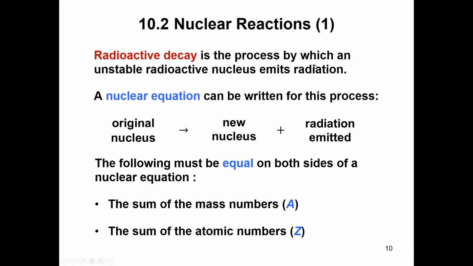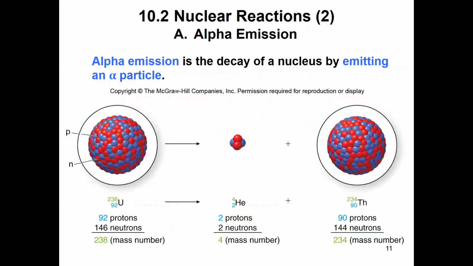And so the following must be equal on both sides of a nuclear equation. We used to balance the number of elements on both sides, but these are balanced differently. The sum of the mass numbers must be equal, so the A's should be equal on both sides of the equal sign, and the sum of the atomic numbers should be equal. So the number of protons on both sides should be equal. So let's look at examples.